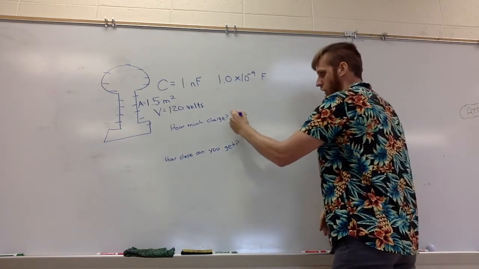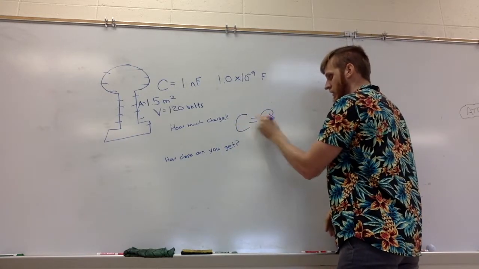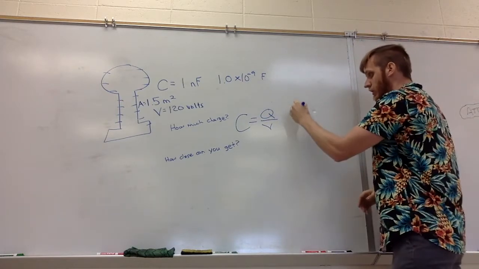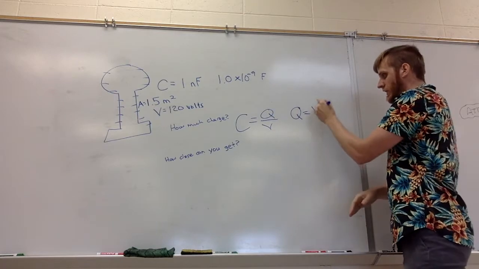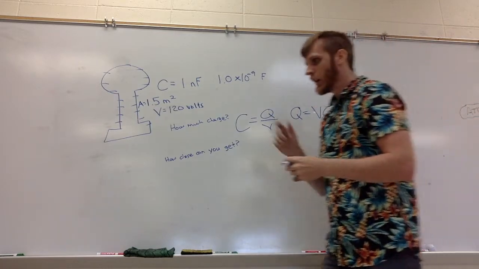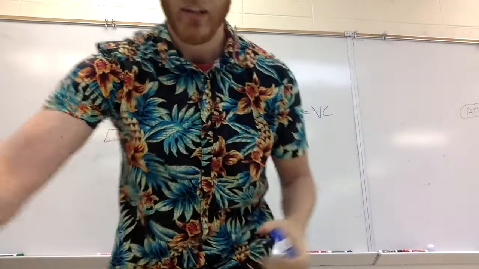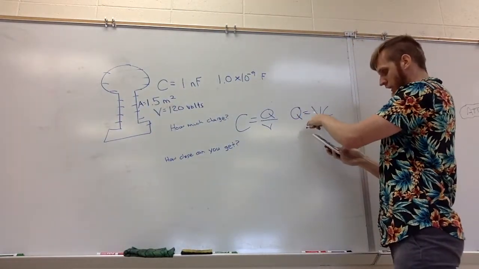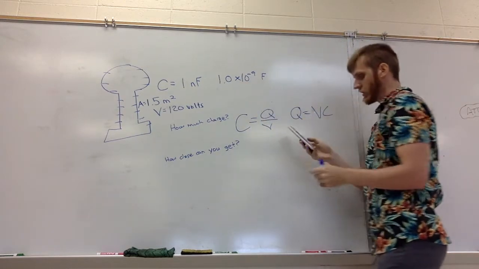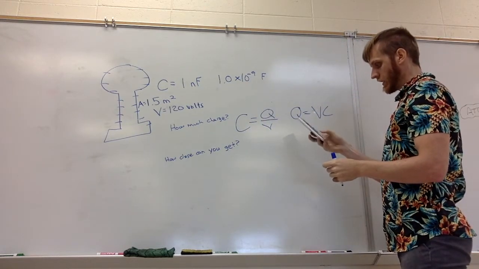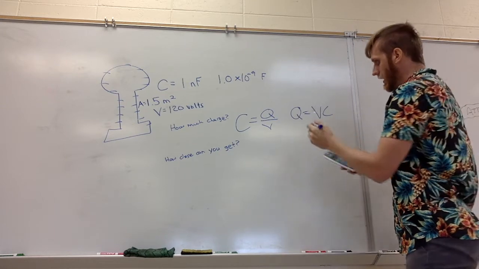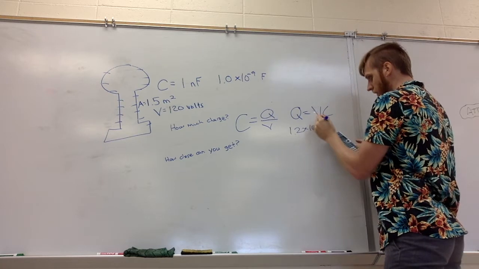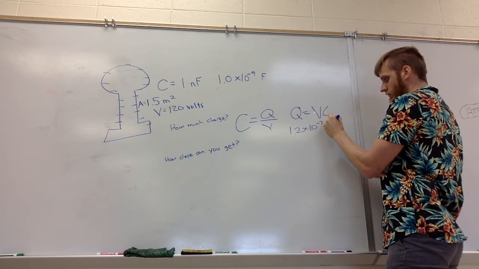How much charge? Well, we have this equation that says C equals Q over V. Charge is given by the value of Q. So Q equals V times C. All right, so VC equals Q. If I get my handy dandy calculator, all I have to do is take my voltage, which is 120, and multiply by my capacitance, which is 1 times 10 to the minus 9th. When I do that, I get a value of 1.2 times 10 to the minus 7th, and that'd be coulombs.